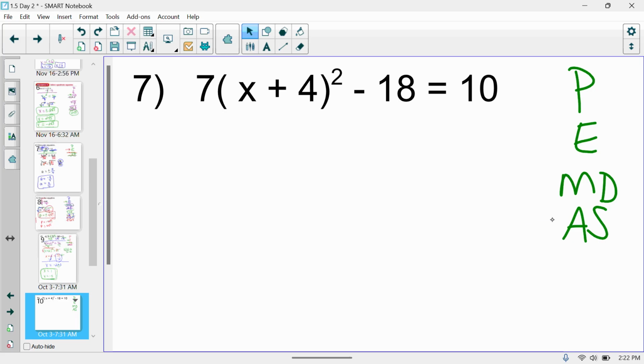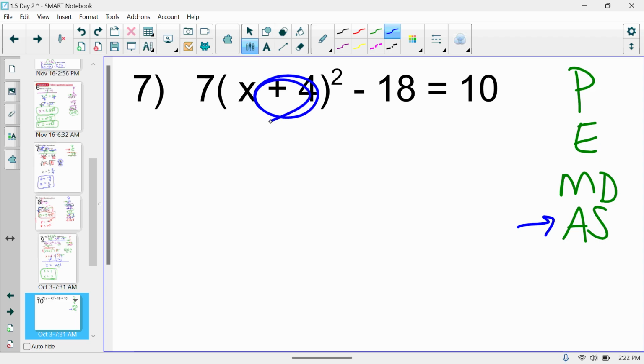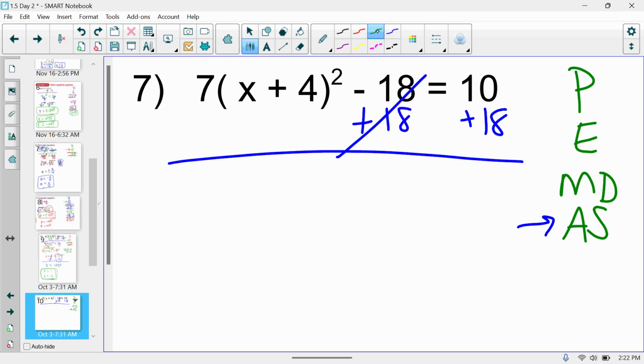So we're going to work backwards in PEMDAS. So make sure you handle addition or subtraction first. That doesn't mean right here, because that's inside a quantity. You can't touch that. This is what we want to handle right here. Get rid of the negative 18, add it to cancel it out. Okay, we get 28 over here.